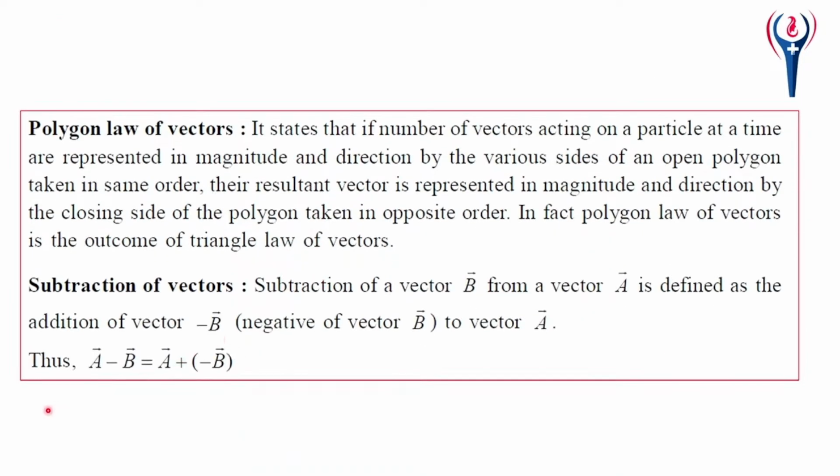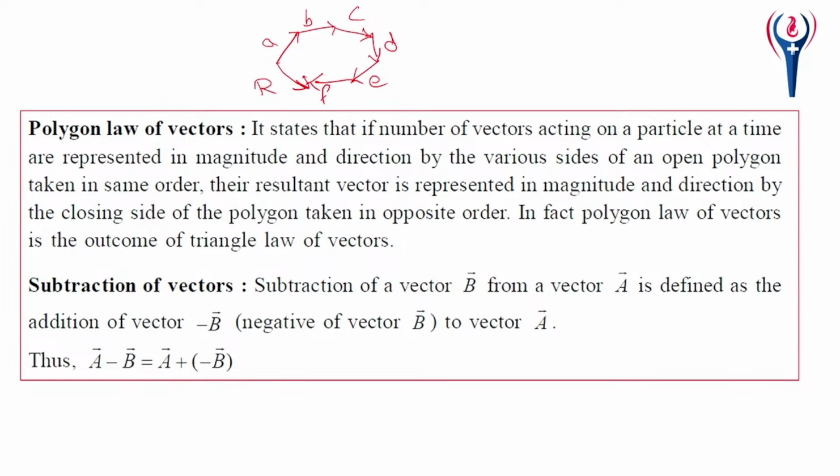Polygon law. If a number of vectors are there, here is one vector a, here one vector b, here one c vector, here one d vector, here e vector, here f vector. Then you want to find the resultant, which means the closing side of the polygon in reverse order. This is the resultant vector R.